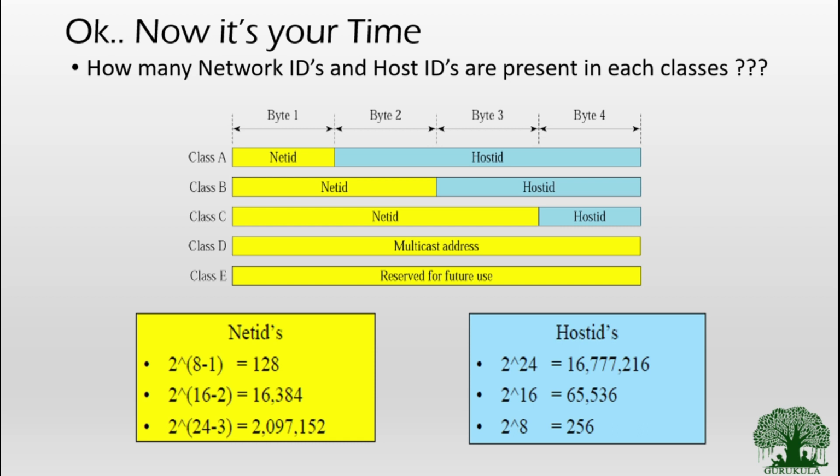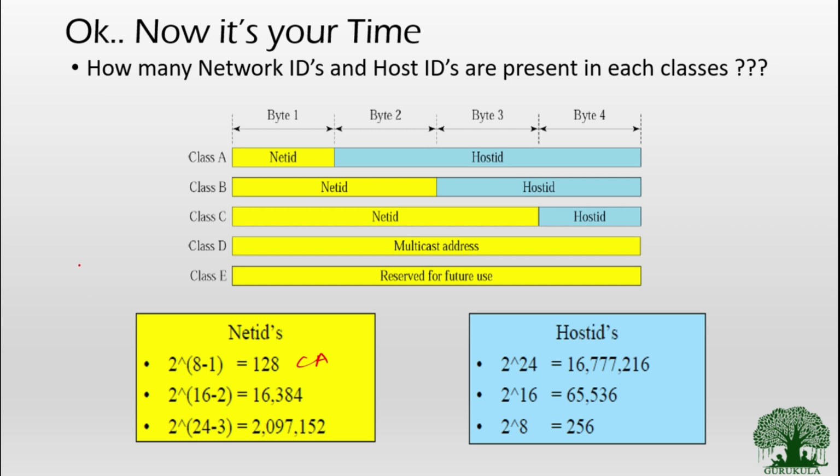As far as net IDs are concerned, this is for class A. You can see that out of 8 bits allocated in the net ID, 1 bit is constant. Do you remember? We used this one particular bit to segregate for grouping. So it will always be 0. Out of 8 bits, 1 bit is always 0, so 8 minus 1 is 7 bits. 2 to the power 7 gives you 128. So you can have 128 networks as far as class A is concerned.